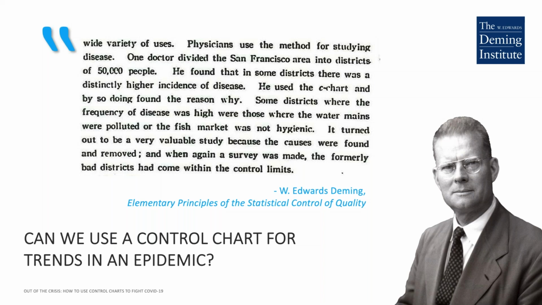He says here that a doctor divided the San Francisco area into districts of 50,000 people because he used this as a method for studying disease. And he found that in some districts there was a distinctly higher incidence. He used what is called a C chart. Here you divide this into equal samples, and that's when he used this. And then he found that there were some points that were out of control. And that's where he said that in some districts the incidence of disease was higher because the water mains were polluted. Well, you can read that further, but this comes from his book, The Elemental Principles of the Statistical Control of Quality. Here it is, the little red book from where this has been taken, and we just scanned and put it up for you. So, it can be used in an epidemic.